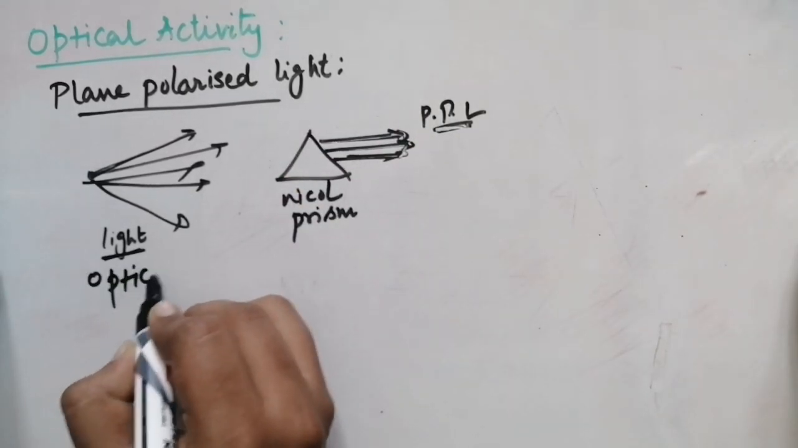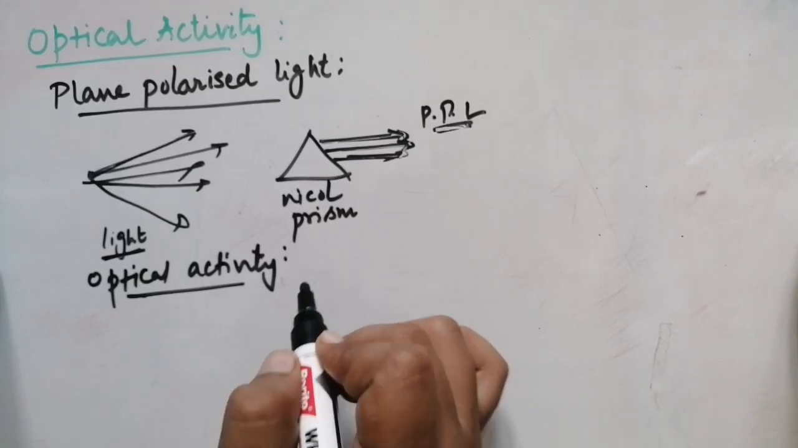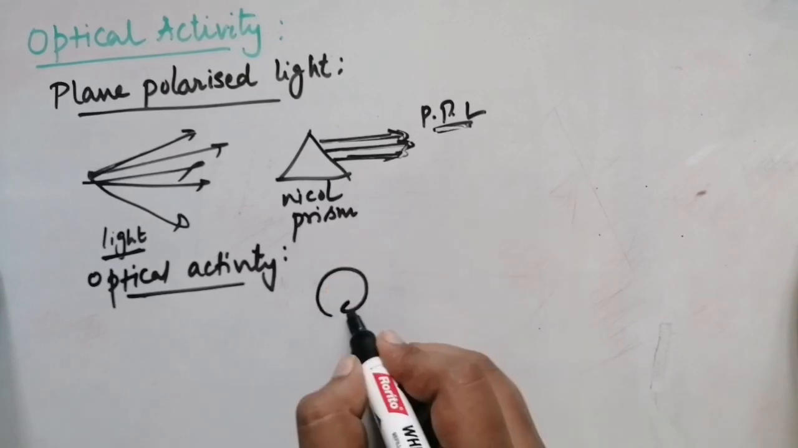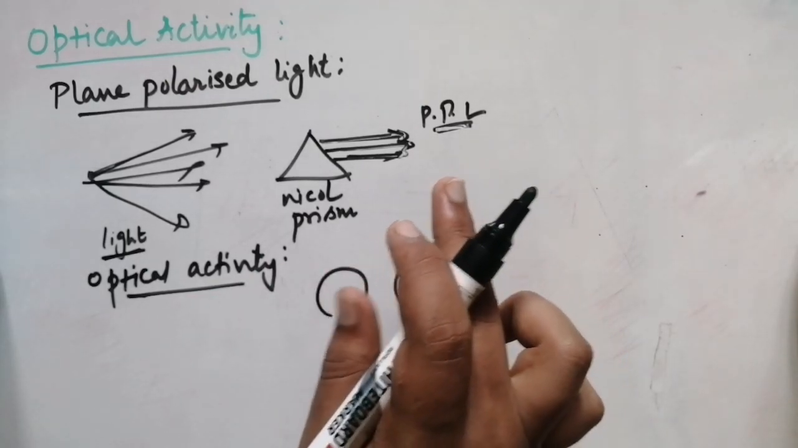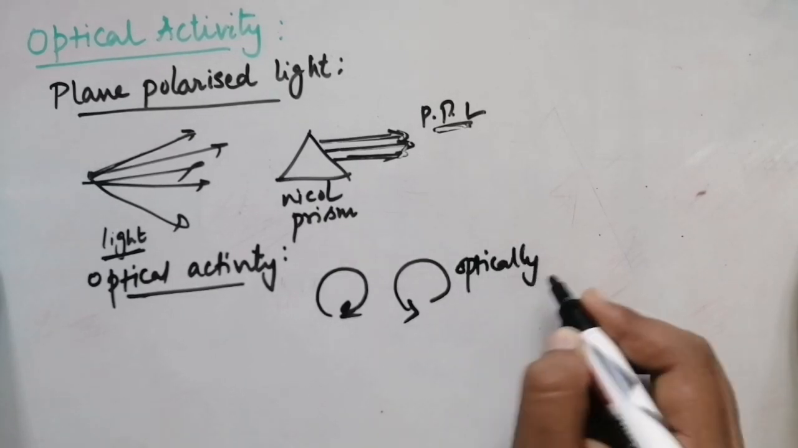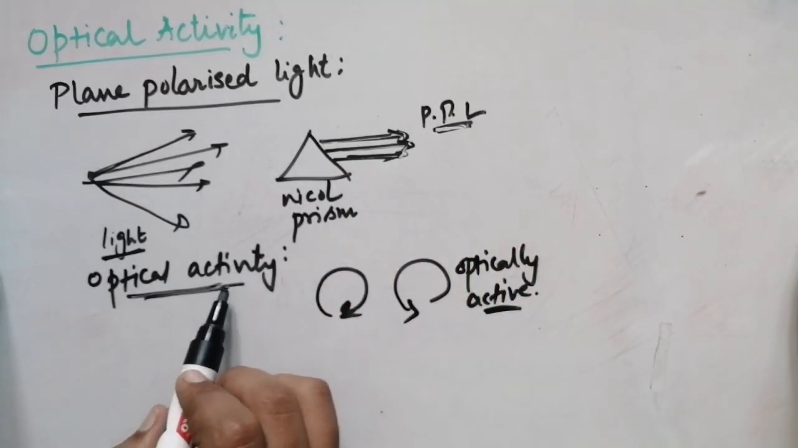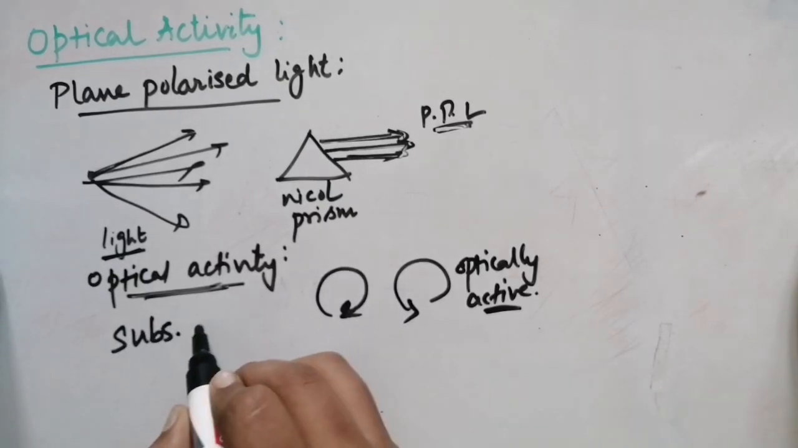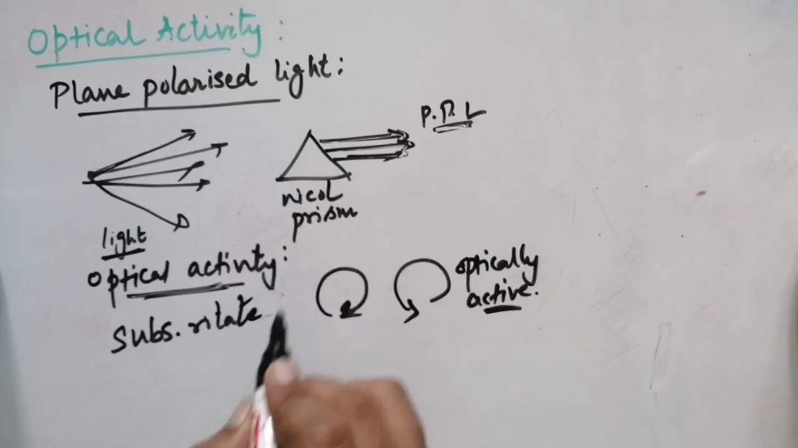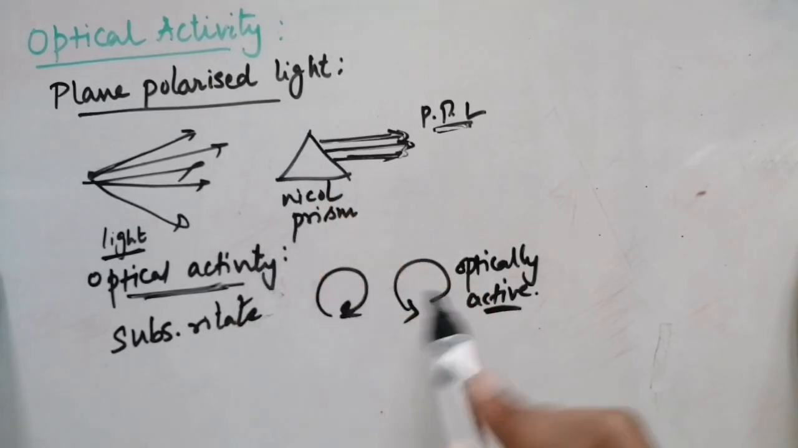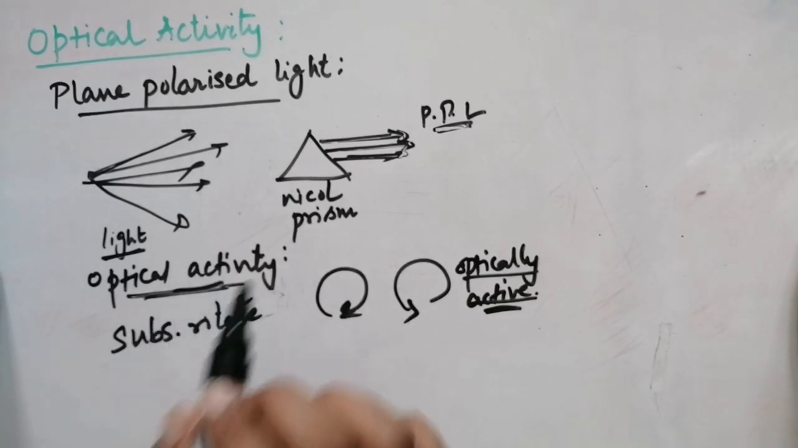Then what is optical activity? The substances which can rotate the plane polarized light, which can rotate it like this or like this, are called optically active substances, and this activity is known as optical activity.